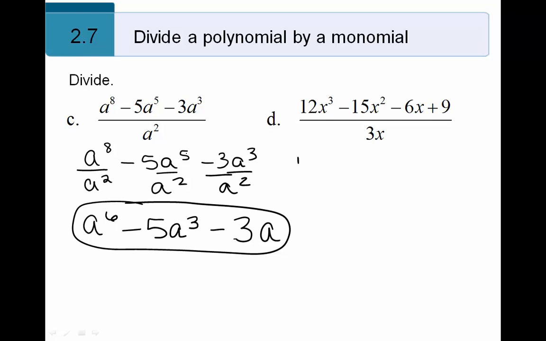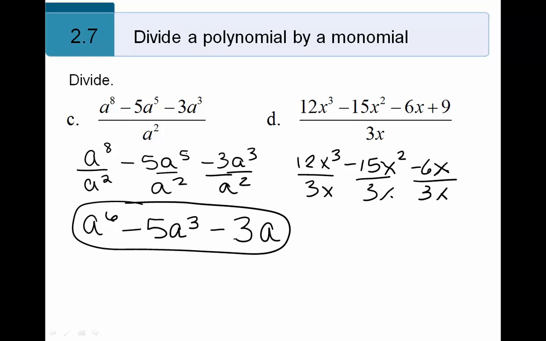Example D, we have 12x to the 3rd divided by 3x, negative 15x squared divided by 3x, negative 6x divided by 3x, and positive 9 divided by 3x. And recall there's implied ones here, and we're subtracting our exponents. 12 divided by 3 is 4, so we get 4x to the 3 minus 1, which is x squared, minus 15 divided by 3 is 5, x to the 2 minus 1 is just x to the first.